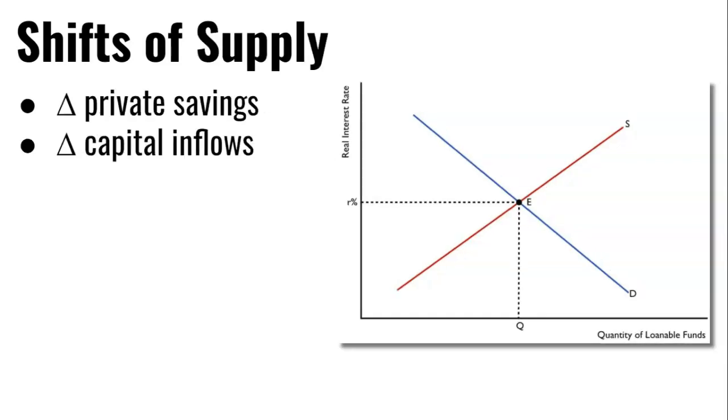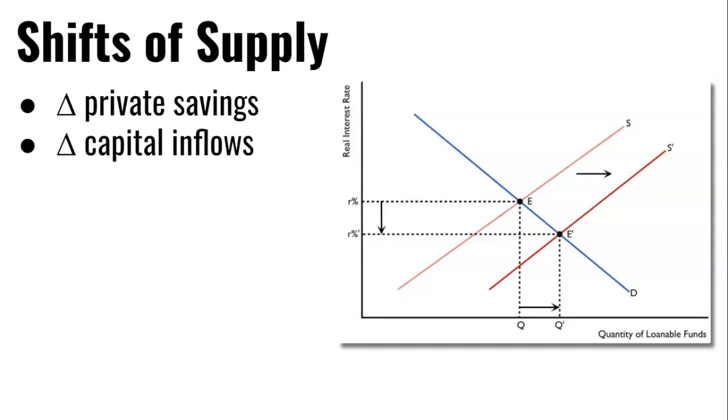When it comes to supply of loanable funds, think about this in terms of putting money into the bank. The supply of loanable funds will change if there's a change in the amount of savings that people are putting into the bank, or if there are a change in capital inflows from other countries. If people save more, or there's money coming into our country from foreign investors, we'll see an increase in the supply of loanable funds. There will be more dollars available to lend than there were before, regardless of interest rate. If that's the case, we'll see interest rates drop.